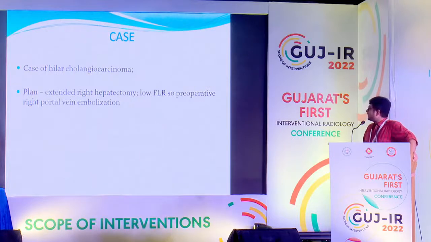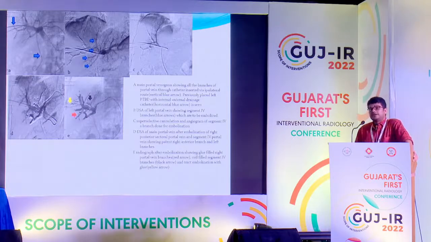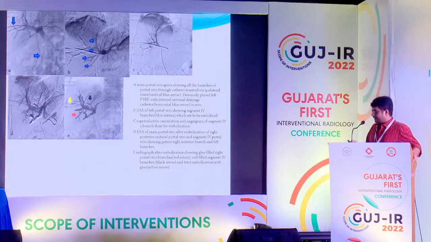What do we achieve by right portal vein embolization? More of the portal vein flow goes in the left lobe. So the left lobe size becomes more over a period of 2 to 4 weeks. So this is very important in patients where there is curative intent.